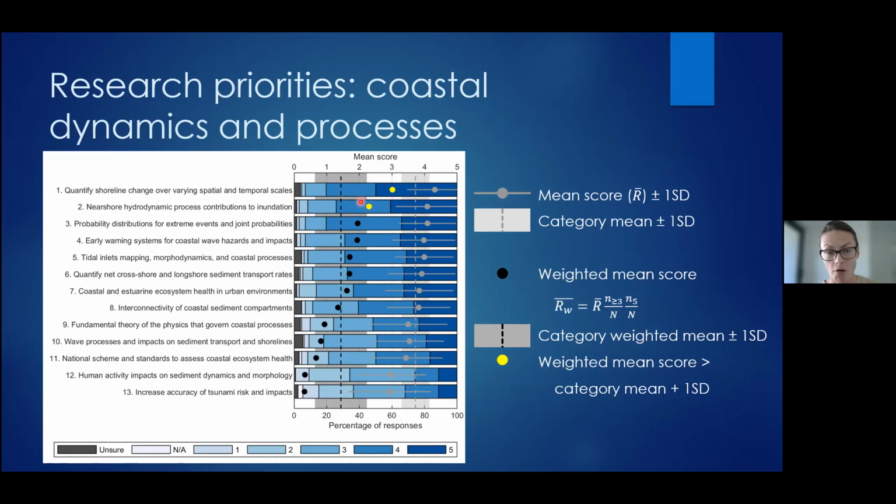And so you can see that of these 13 categories, there are 2 that have weighted means, as shown by these yellow dots, that are greater than 1 standard deviation away from this category weighted mean. So we really defined these as being the ones that were seen as most critical within this category. And so for this category, coastal dynamics and processes, the 2 that are seen as the most important are to quantify shoreline change over varying spatial and temporal scales, and to investigate the nearshore hydrodynamic processes that contribute to inundation. So that's a bit of a feel for what the kind of results we got out for each single category were. So there are 7 of these categories. I'm only going to talk through 1 because of time constraints.